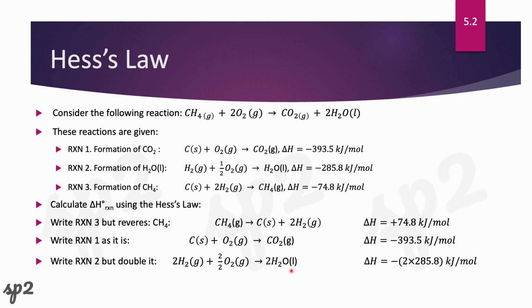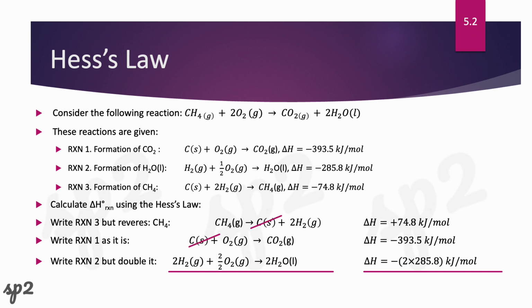Yes, absolutely, because I need to have 2 moles of water on my product side, right? If you double that, you need to double your delta H as well, okay? Now, let's sum them all up. If I have anything on the reactant side of one reaction and the product side of the other reaction, you can call that kind of intermediate, you can cancel them out.